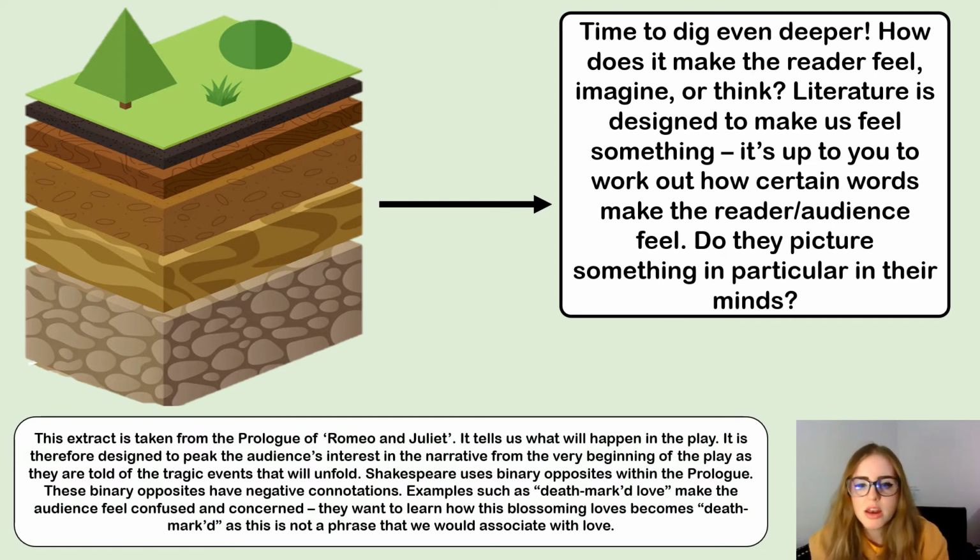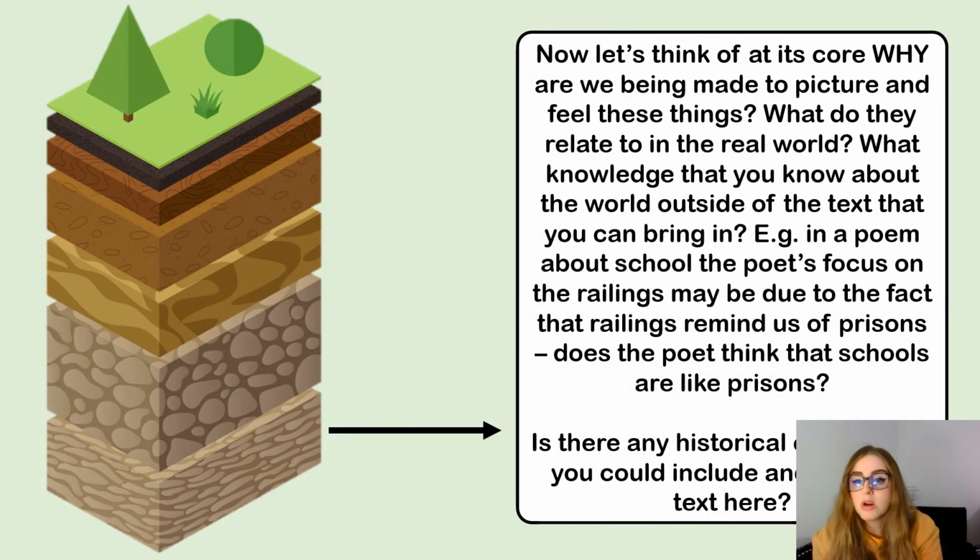For example, examples such as death-marked love, as I just said, make the audience feel confused. They want to learn how this blossoming love becomes death-marked, as this is not a phrase often associated with love. Okay? At any point, if you want to pause, obviously I'm going to ask you to pause in a moment anyway. Now let's think, at its core, why are we being made to picture and feel these things? So we've gone through, in a weird way, what, how, why, but I've just done it in a more structured way.